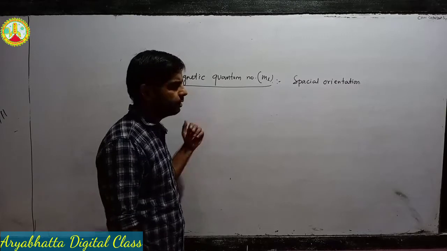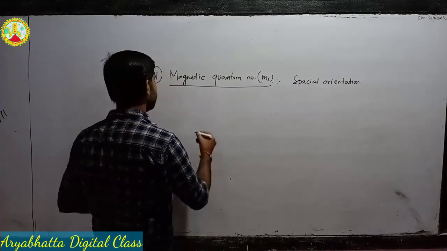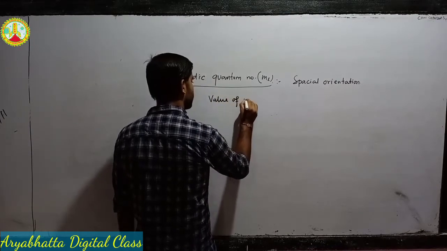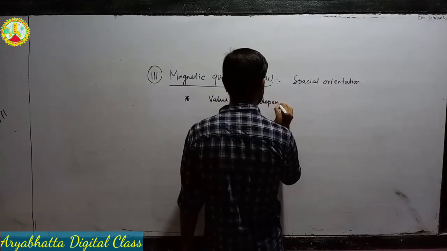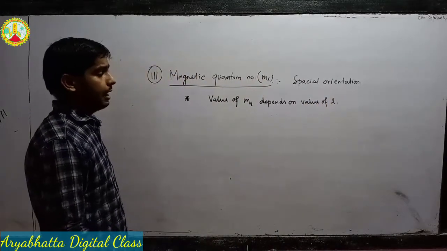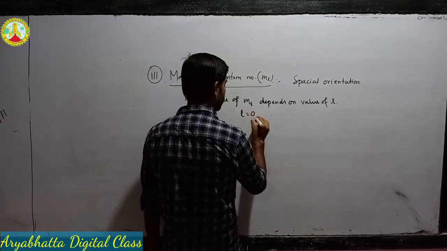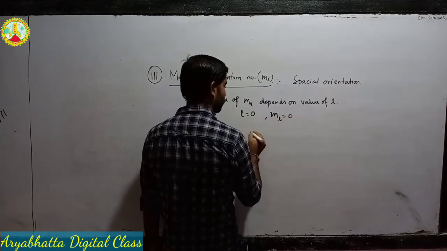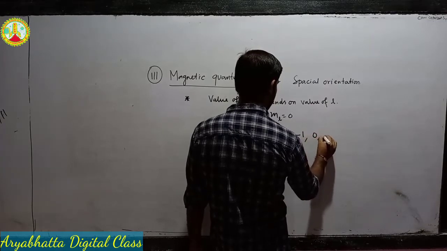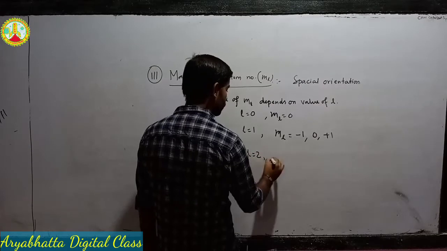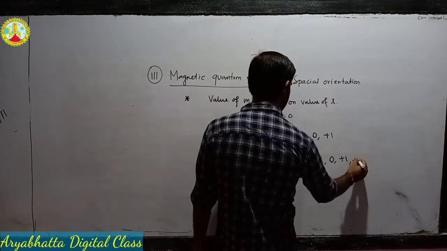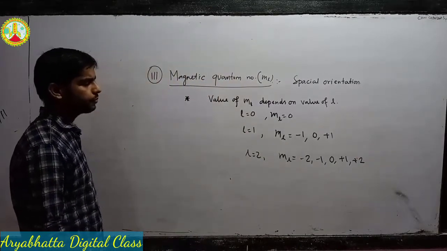What kind of spatial orientation we will see, but first of all, there are certain specifications. The value of ml depends on the value of L. And how does it depend on L? See, suppose L is equal to 0, then ml can have only one value, that is 0. If L is equal to 1, the value of ml is -1, 0, +1. If L is 2, ml can be -2, -1, 0, +1 and +2.